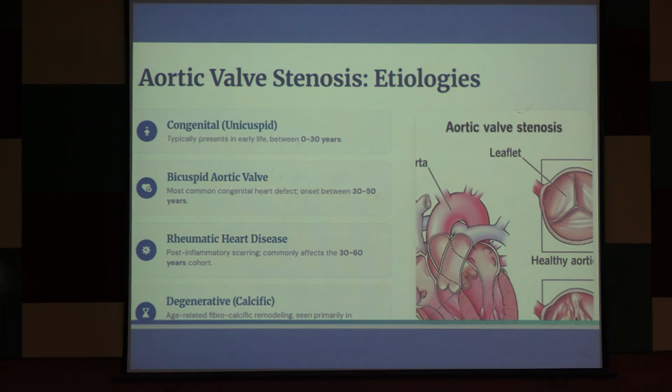Now coming to the point of etiologic basis: 1, congenital in the form of unicuspid or bicuspid aortic valve. Second, the fibro-calcific degeneration, or more precisely progressive deterioration with calcification and fibrosis. Third, rheumatic inflammation, and fourth, mediastinal irradiation. Now coming to the point of the fibro-calcific degeneration.